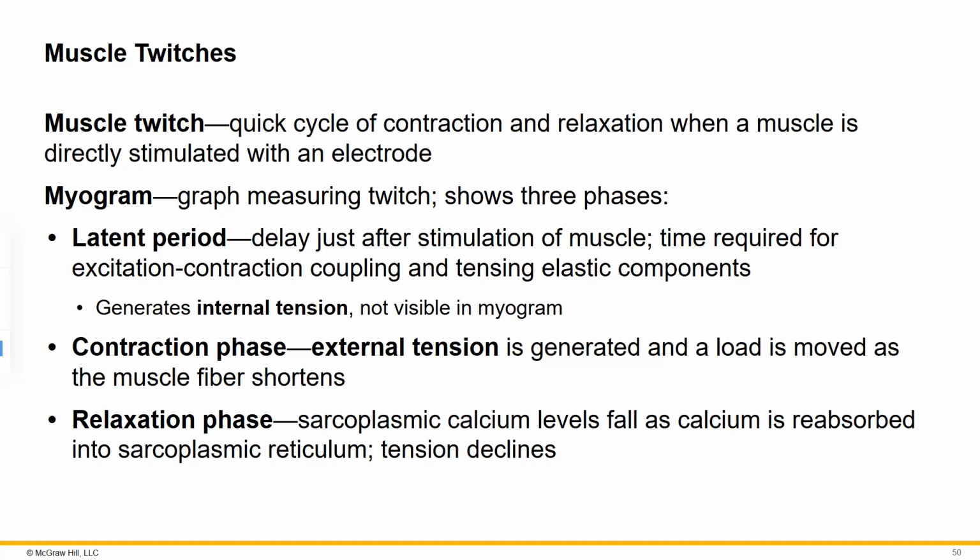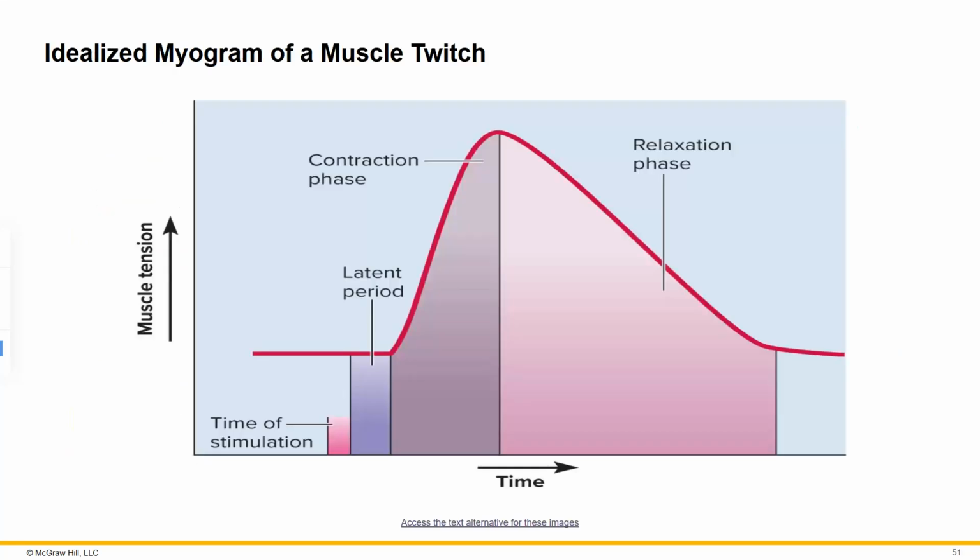Contraction phase: the external tension is generated and the load is moved as the muscle fiber shortens. The relaxation phase: sarcoplasmic calcium levels fall as calcium is reabsorbed into the sarcoplasmic reticulum. The tension declines. So here's the latent period, the contraction phase, and the relaxation phase that you can see on a myogram.